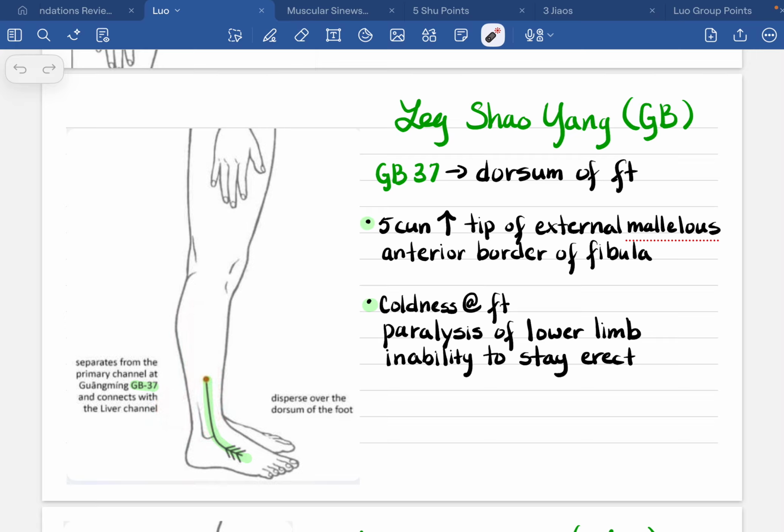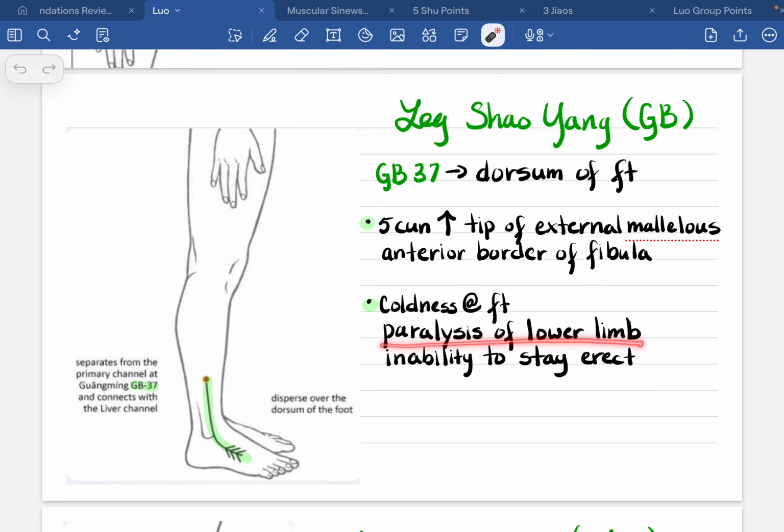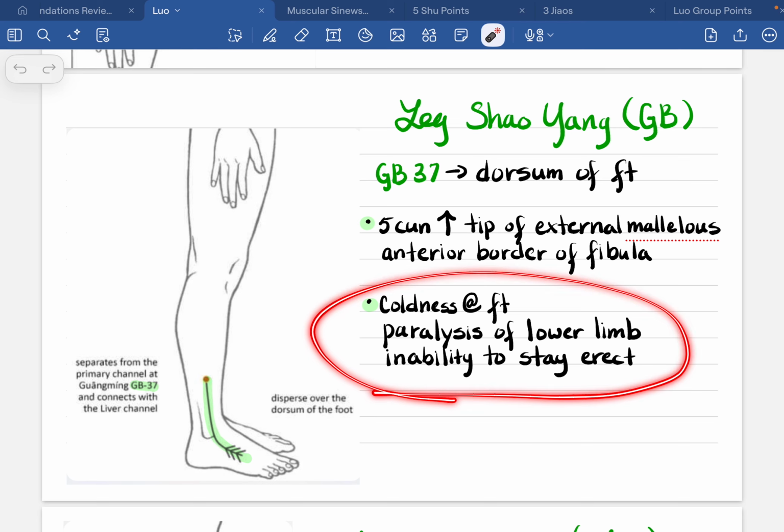In other words, the front of the fibula bone, not behind. Okay, and of course, because it's at the dorsum of the foot, where it travels to, the Luo point GB37 addresses coldness at the feet, paralysis of the lower limb, and inability to stay erect. So it addresses all these things.